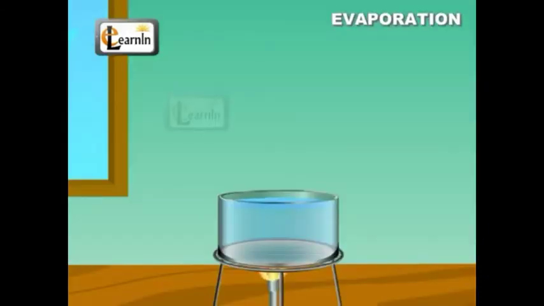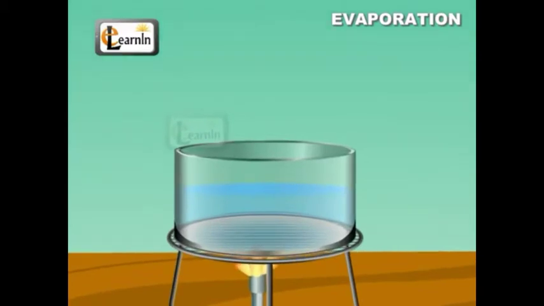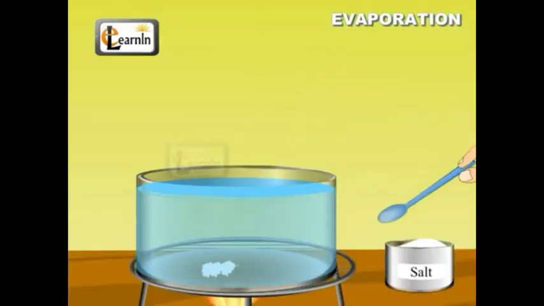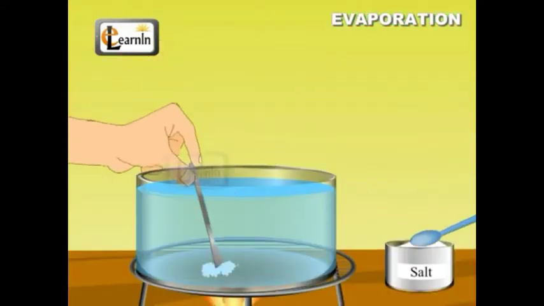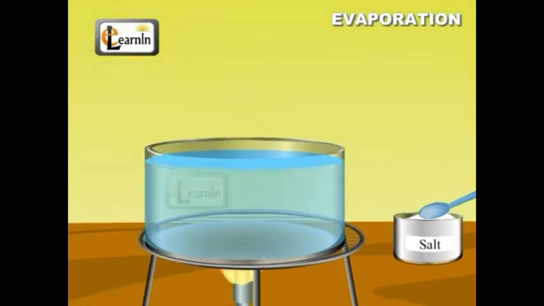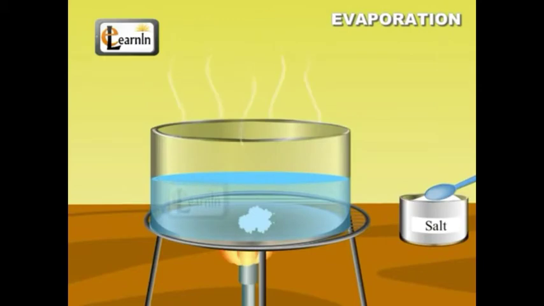Place a beaker containing water on a stove. Let the water boil. If you continue to heat the water, it turns into steam and evaporates. Add some spoons of salt to water in another beaker and stir it well. Salt gets dissolved. Now heat the salt solution. The water gets evaporated, leaving the salt behind.